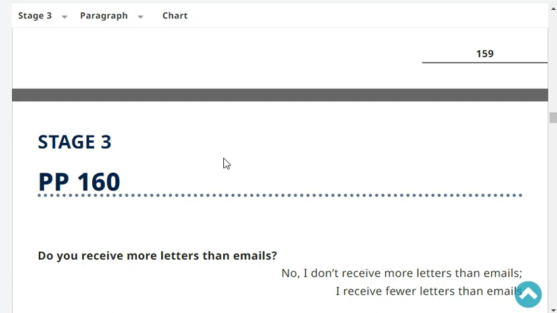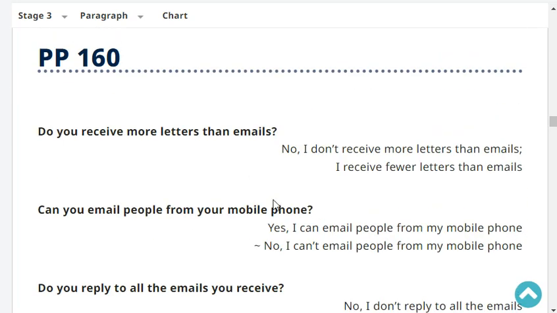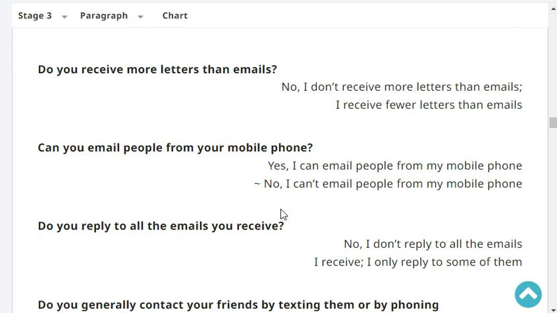Very good. Do you receive more letters than emails? No, I don't receive more letters than emails. I receive fewer letters than emails. Very good. Can you email people from your mobile phone? Yes or no? Yes, I can email people from my mobile phone.